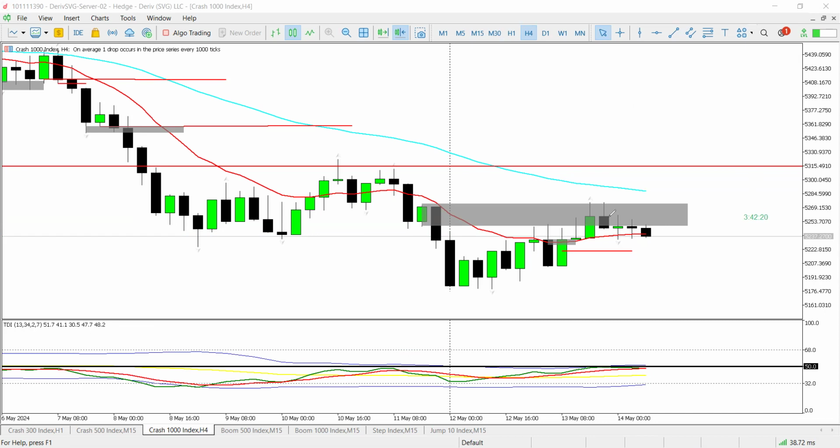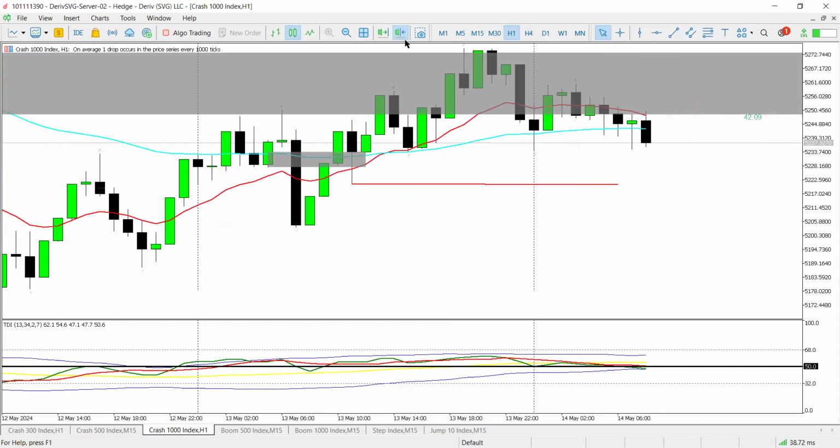H4 is showing mixed emotions because they are failing to break here, so we could still push down. So we are really open to go either way here. We could sell, we could buy.